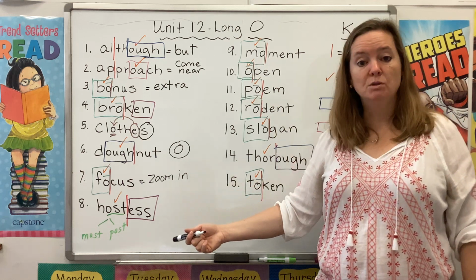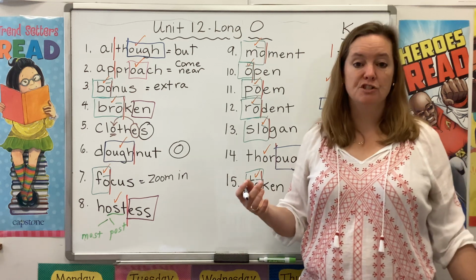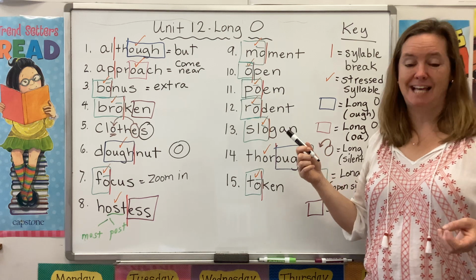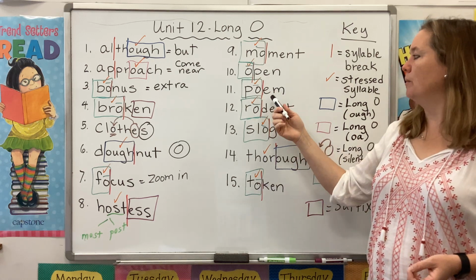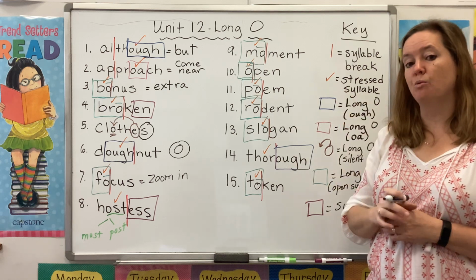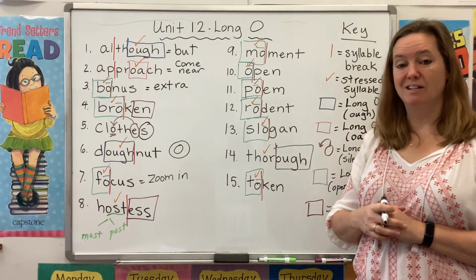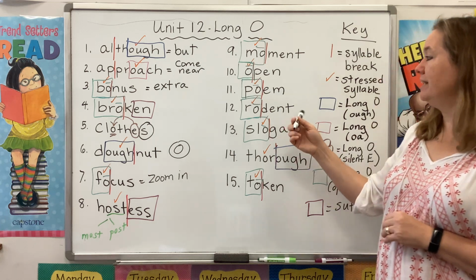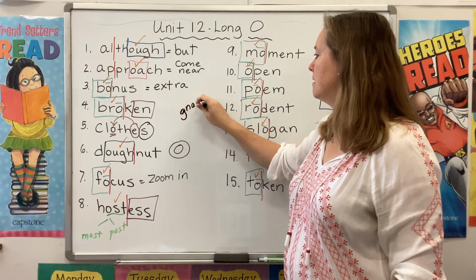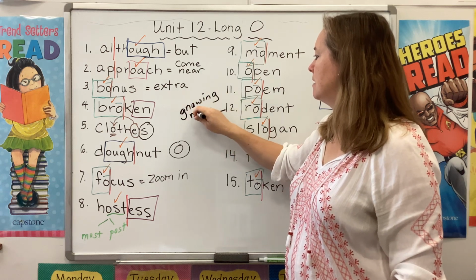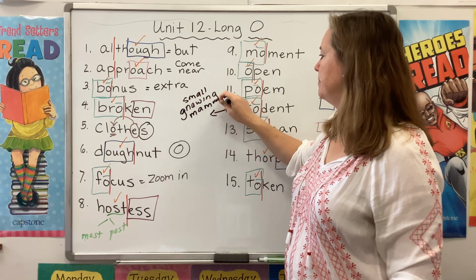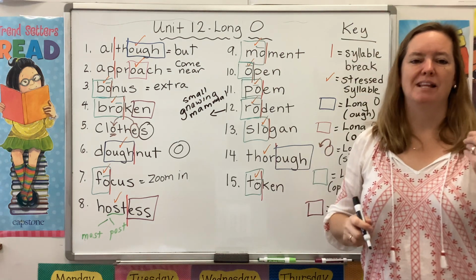We talked about a hostess. That would be a lady who entertains or throws a party. A moment would be like a quick second. Open, you know. A poem is a type of writing. It tends to be a lot shorter than stories and much more descriptive. A rodent is a gnawing mammal. A small gnawing mammal. Okay, by gnawing I mean an animal that likes to chew on stuff.